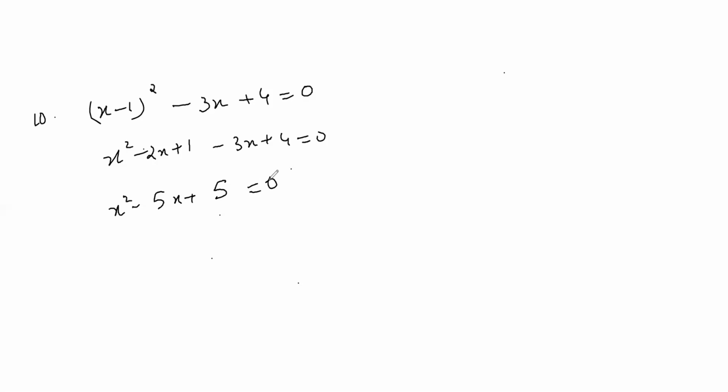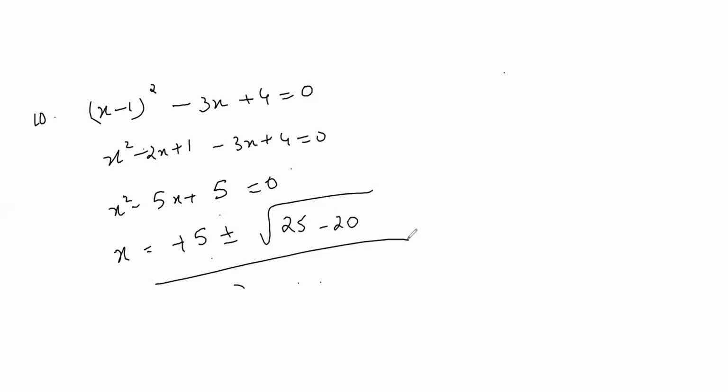So now just take what x is equal to. a is equal to 1, b is equal to minus 5, and c is equal to 5. So x is equal to minus b plus or minus root of b square minus 4ac by 2a. So minus of minus 5, plus 5, correct? Plus or minus root of b square, 25 minus 4ac. So 25 minus 20 by 2a. 2 into 1, that is 2 itself. So 5 plus or minus root 5 by 2.